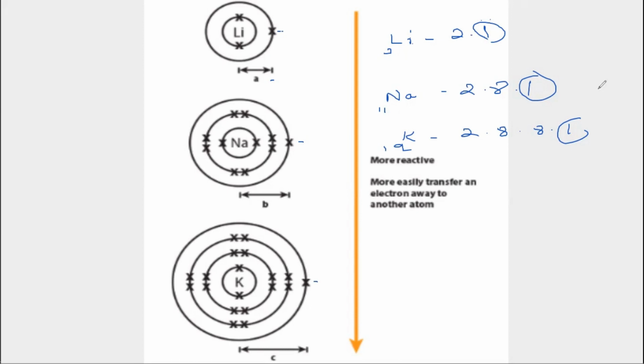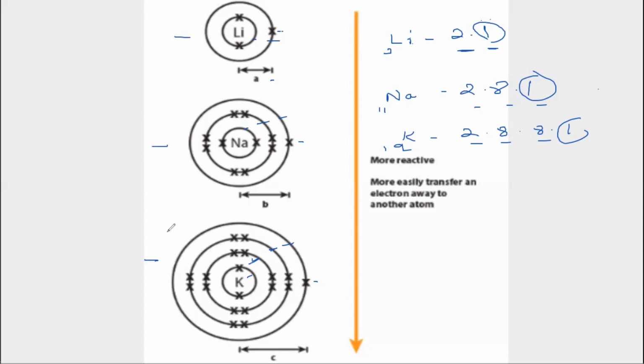Another interesting thing we can notice here is that in the case of lithium, there are only 2 shells. Sodium has 3 shells, so 1, 2, 3. Potassium has 4 shells, so 1, 2, 3, 4. Similarly, after potassium, rubidium has 5 shells, cesium 6 shells, francium 7 shells. It means when we are moving down the group, 1 shell is added.